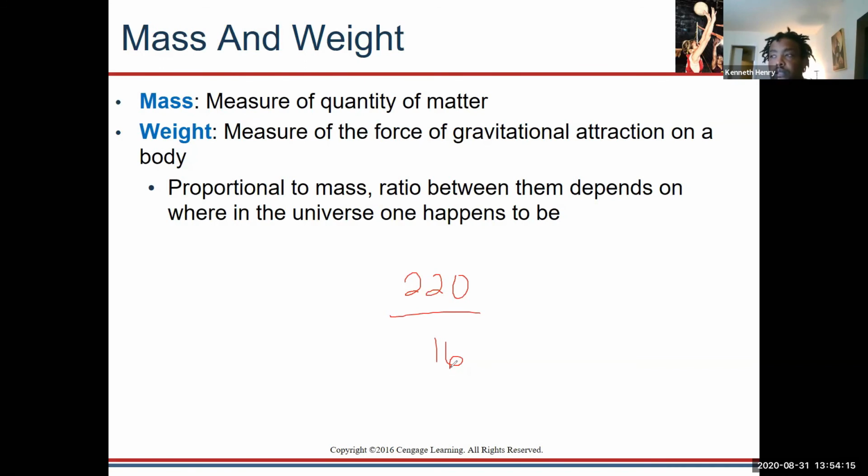Okay, so we want to calculate mass because we want the mass of things in most cases. And so often we will use the term weight interchangeably for mass, but they're not exactly the same thing. So you guys understand that as well?